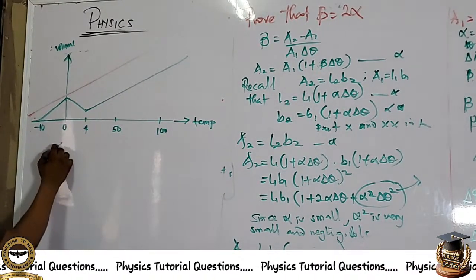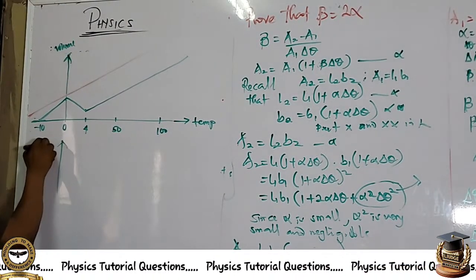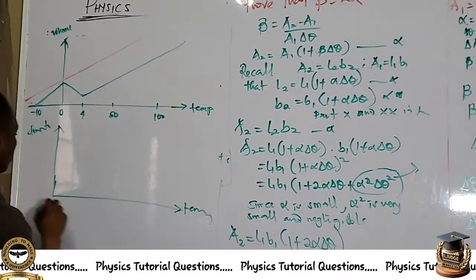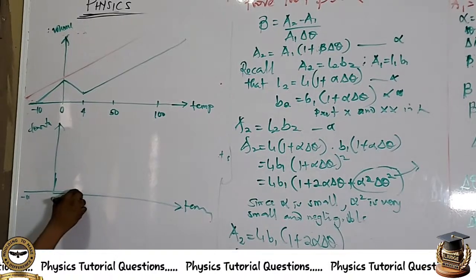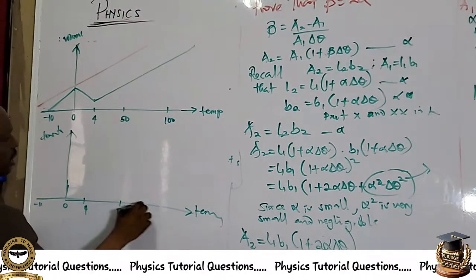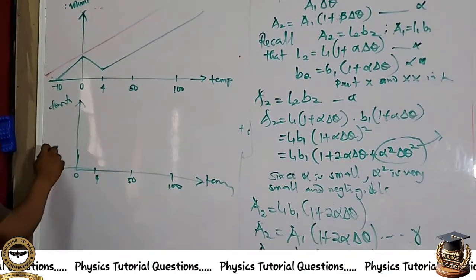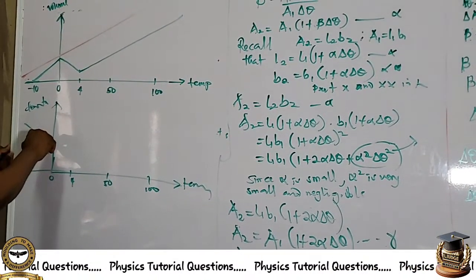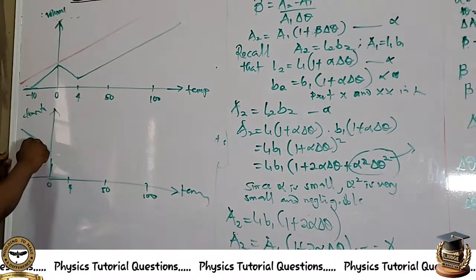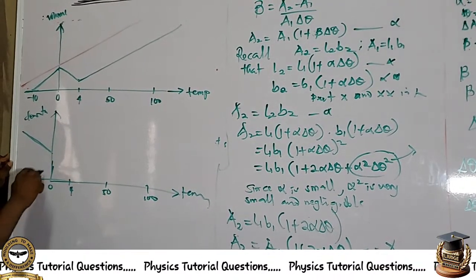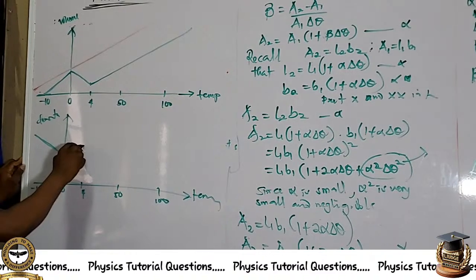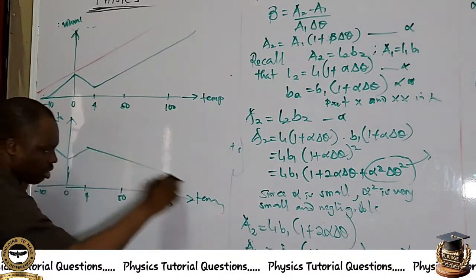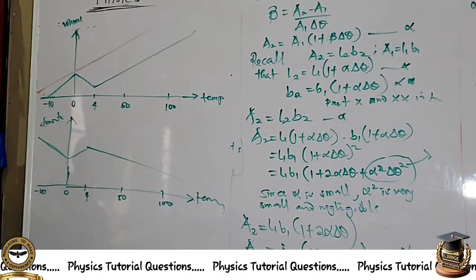And if you're going to draw it as density against temperature, it is the other way around. You have minus 10, 0, 4, 50, and 100. For density against temperature, it first starts increasing from that minus 10 until it reaches 4 degrees Celsius. Then from 4 degrees Celsius upwards, it declines back.